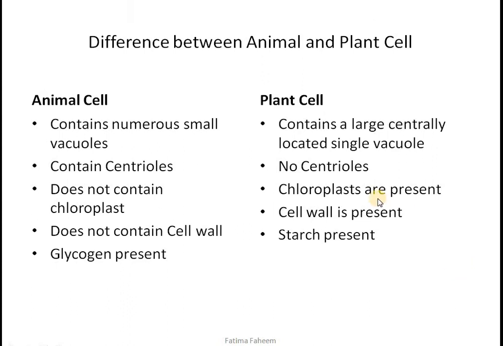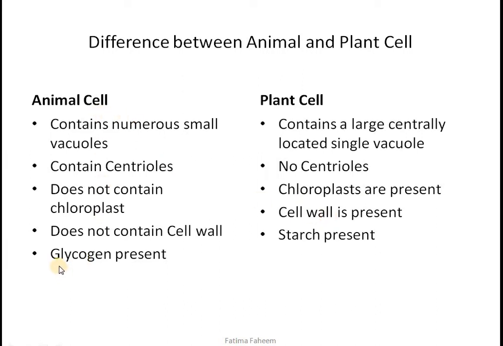Next is a very important topic of this chapter, the difference between animal and plant cell. It's very simple. We have discussed some of the points before. Animal cell contains numerous small vacuoles, while plant cell contains a large centrally located single vacuole. Centrioles are present in animal cell but absent in plant cell. Animal cell does not contain chloroplast nor cell wall, while plant cell contains chloroplast as well as cell wall.